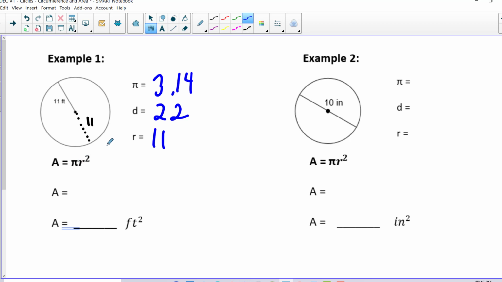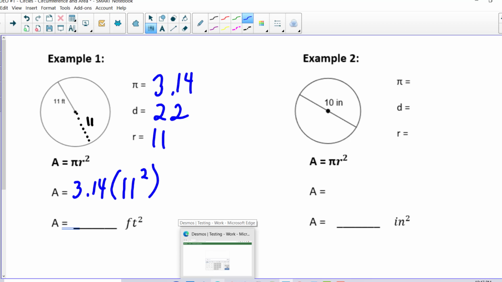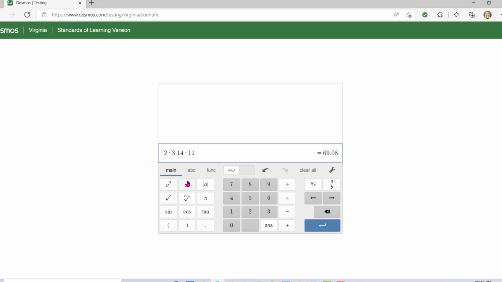All right, so now we've written our formula, I've written it here for you, pi times the radius squared. So now let's fill in our values. What is pi? 3.14 times, and what's our radius? 11. And we square it to the second power, in other words. Now let's put that into our calculator. So it's going to be 3.14 times 11 squared.